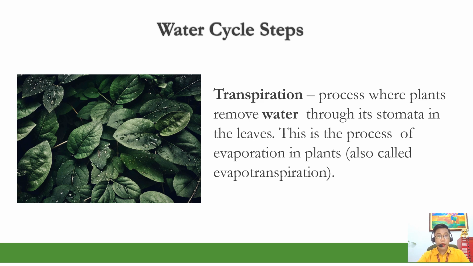Another step in the water cycle is transpiration. This is a process where plants remove water through the stomata in the leaves. This process of evaporation in plants is also called evapotranspiration, as I said in the recycling of nutrients, wherein plants release their sweat, or itong pagsingot sa plant or ang paghamog. Kabantay mo sa every morning nga magbasa ang atong plants. That's what we call the process of transpiration in plants.